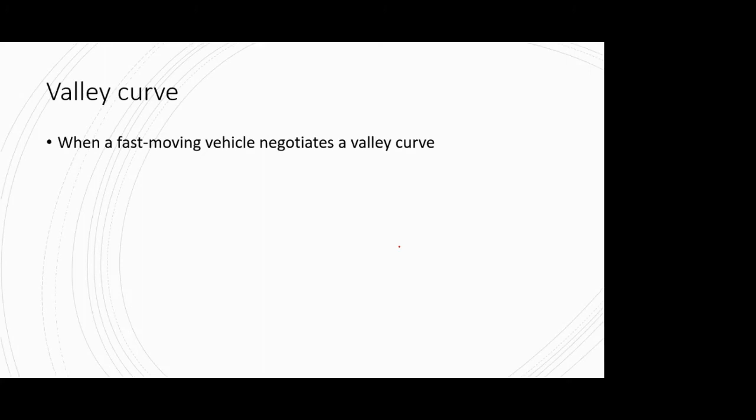Now, if I come to valley curve, suppose you have a fast moving vehicle or a four-wheeler and it's negotiating a valley curve. Okay, so this is a typical valley curve. Now again, this is the third type that I said we'll be considering. So we'll come to know now why we have considered only this as the case or type for design purposes. So a valley curve, and then you have a fast moving vehicle on it.